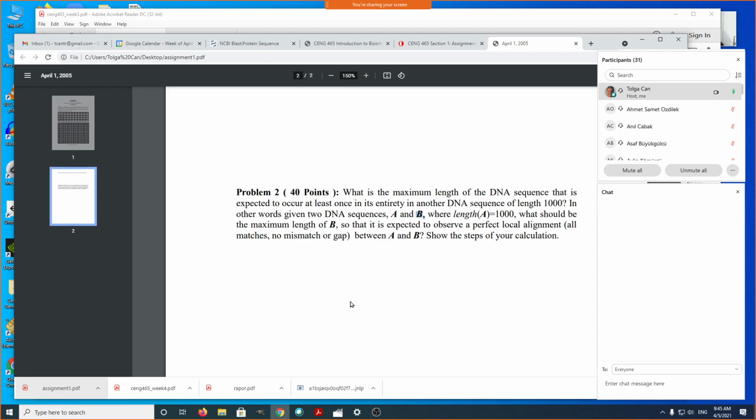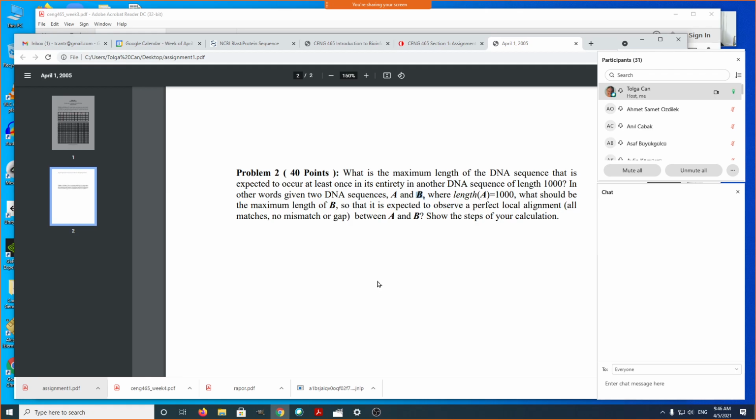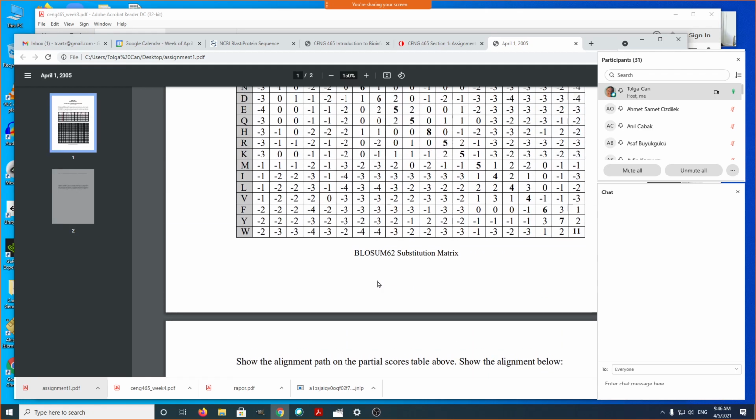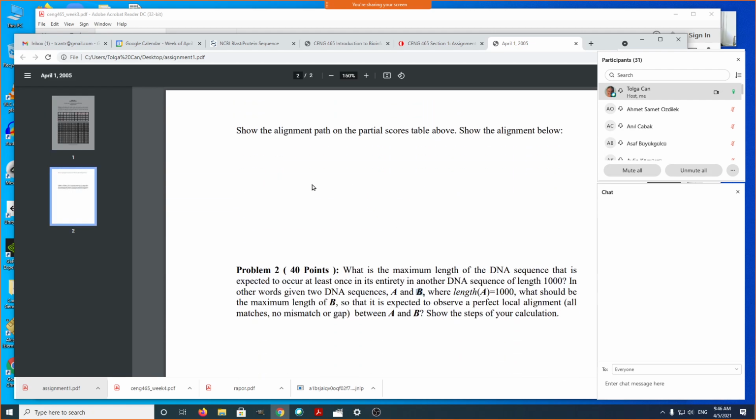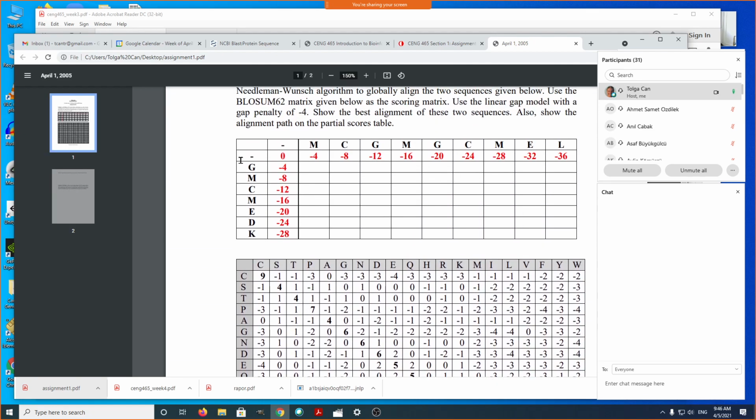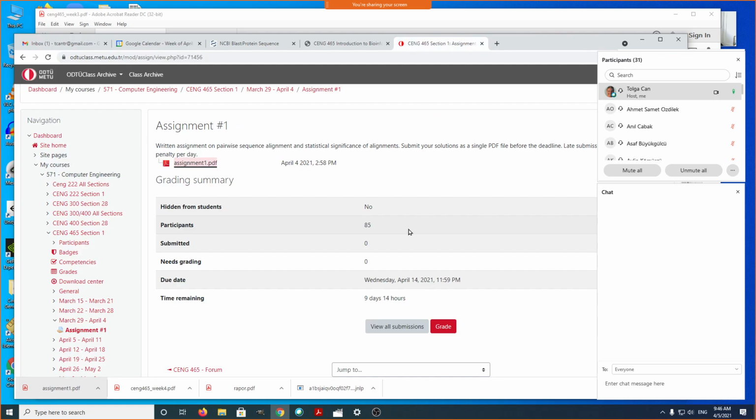All right, but I gave lots of hints actually, so it will be really simple to do both. But it will be a nice exercise on the statistical significance of alignments and also on the dynamic programming solution that we have talked about. So that's the goal of this assignment. Any questions about the assignment?